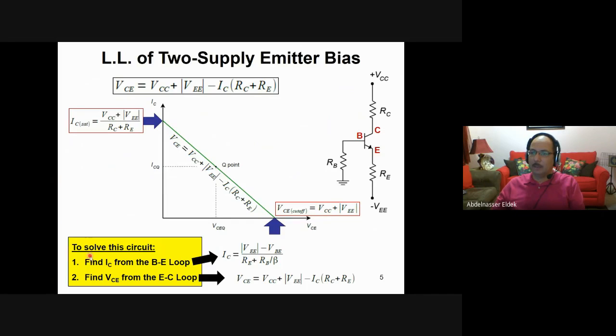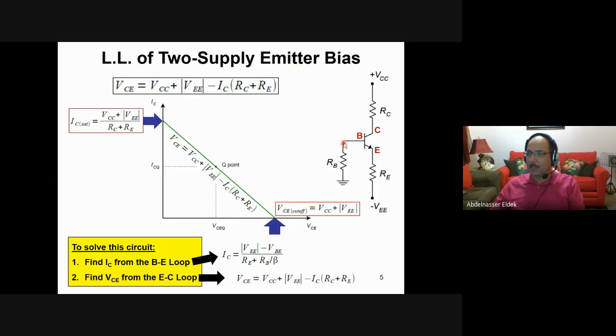To solve it, you solve it using these two steps. First, from the left loop, this BE loop, VEE equals this voltage plus this voltage plus this voltage. Then you can calculate the current IC using this equation. IC equals VEE minus the voltage here, 0.7 volt or VBE, divided by the total resistance here, RB divided by beta plus RE, because the current is different.